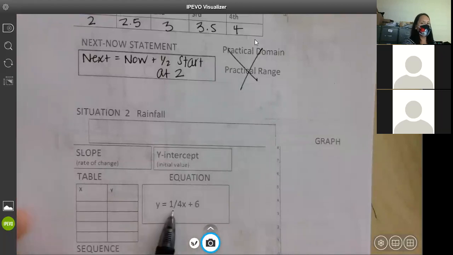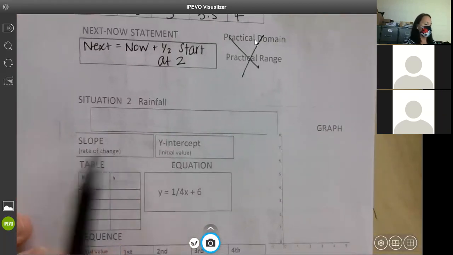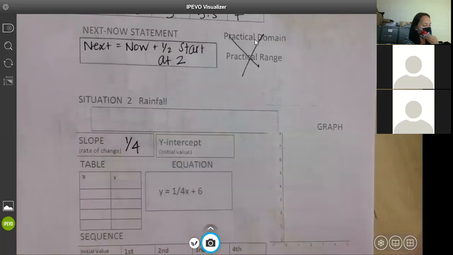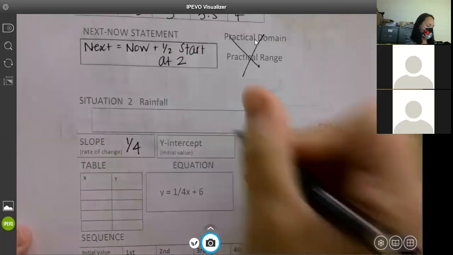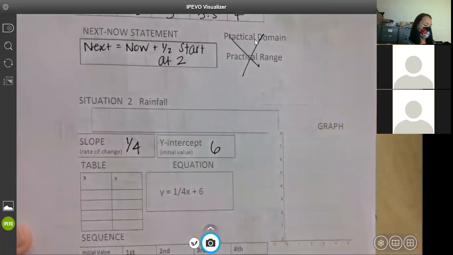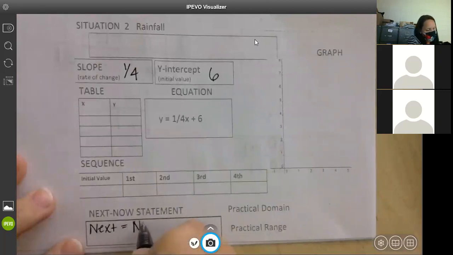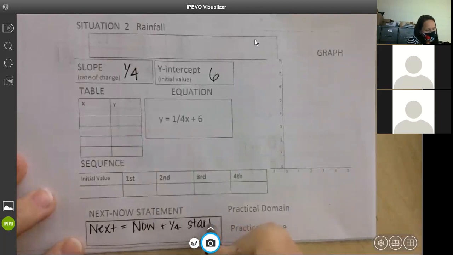Okay, but we have this equation. What's your slope? 1/4. Yes, ma'am. What's your y-intercept? 6. What's your next now? Perfect.